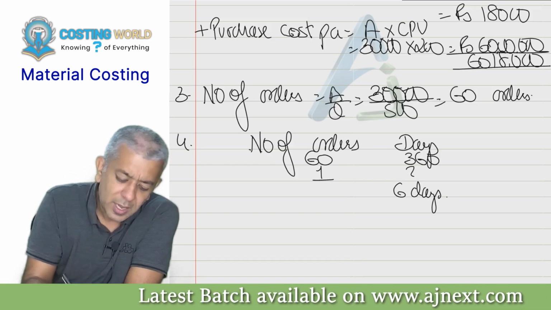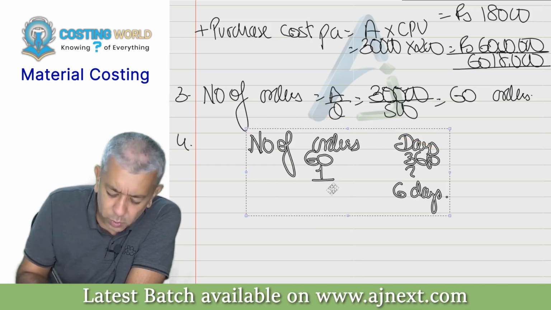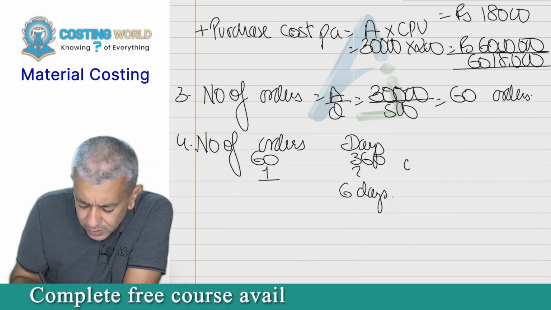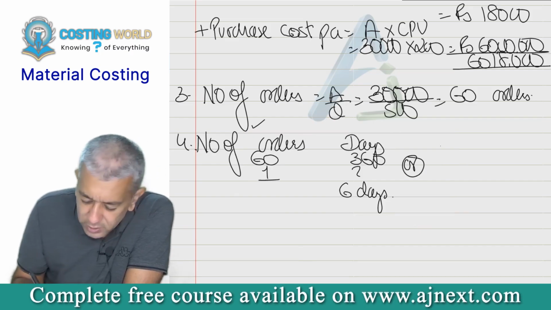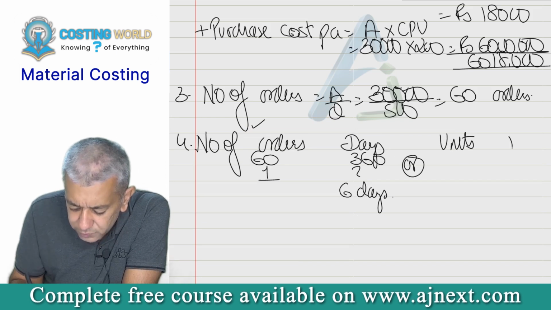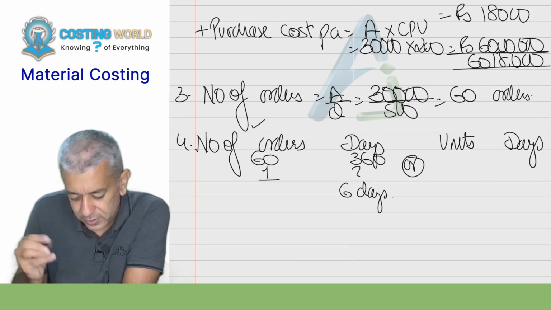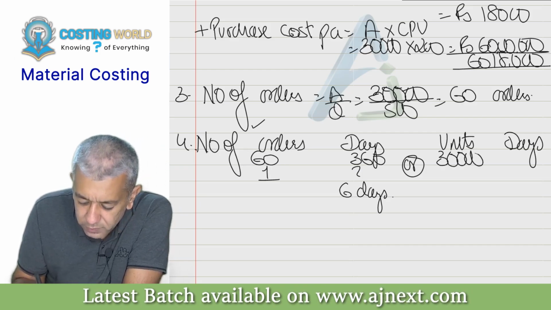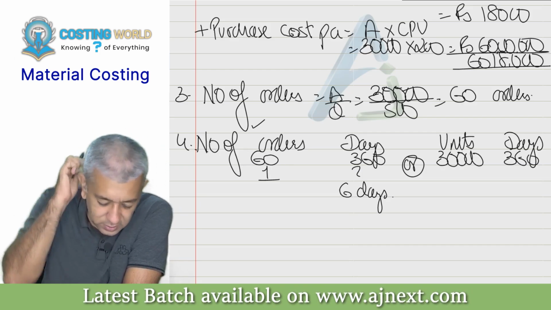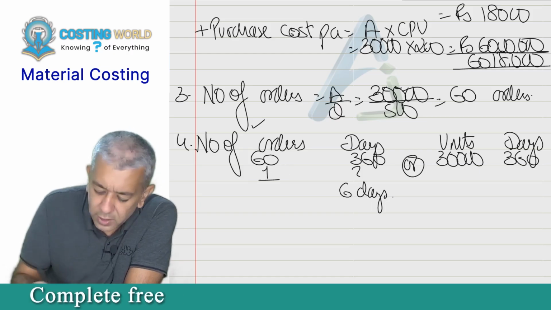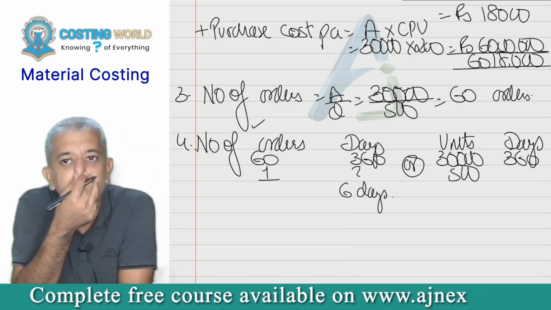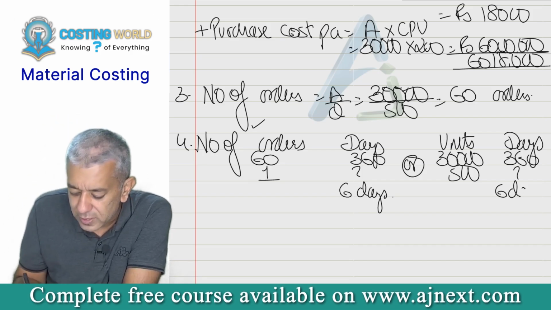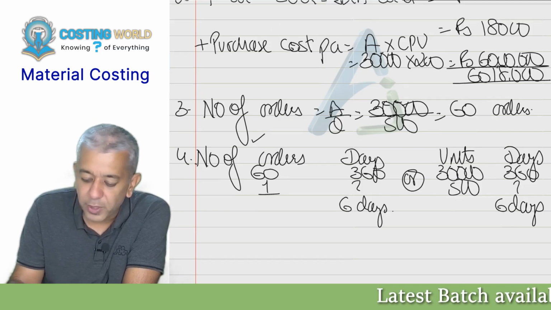In most of the cases I prefer to do it like this. In case you don't want to do it like this, I don't have a problem. Instead of number of orders, you can use units also. Then try to equate units with days. 60 orders means 30,000 units, 360 days. Can I say one order will be nothing but 500 units? So how many days over here? 6 days.